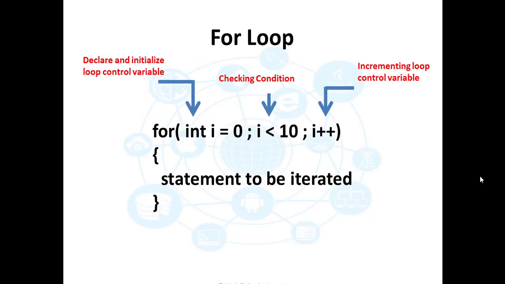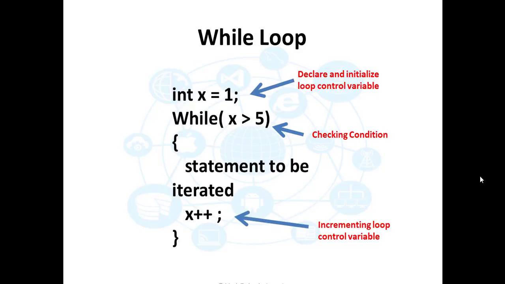So there are braces, right? The statements within these braces will be executed again and again until the condition fails. Similarly, the while loop structure looks like this. In this we have a checking condition. The variable which we need to initialize, we initialize at an early stage so that we can use it in the while loop. So in the while loop we have a checking condition followed by the statements and the increment variable.